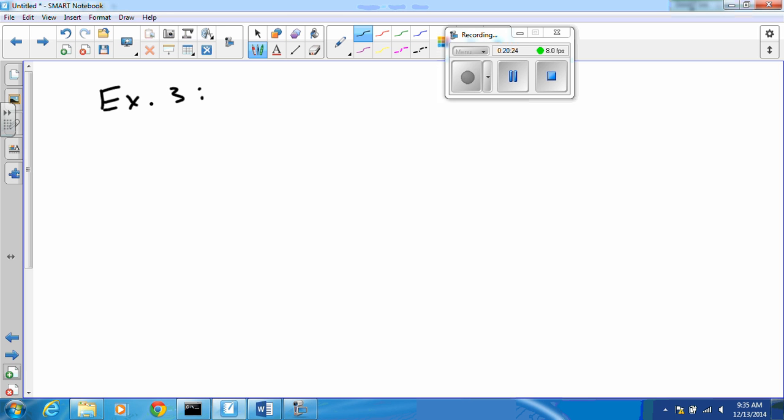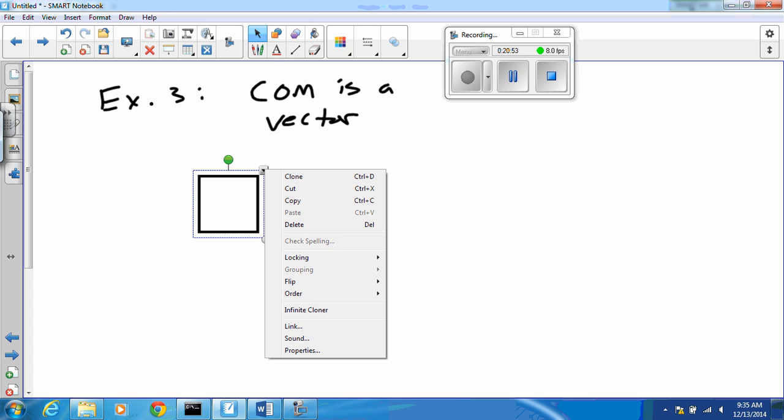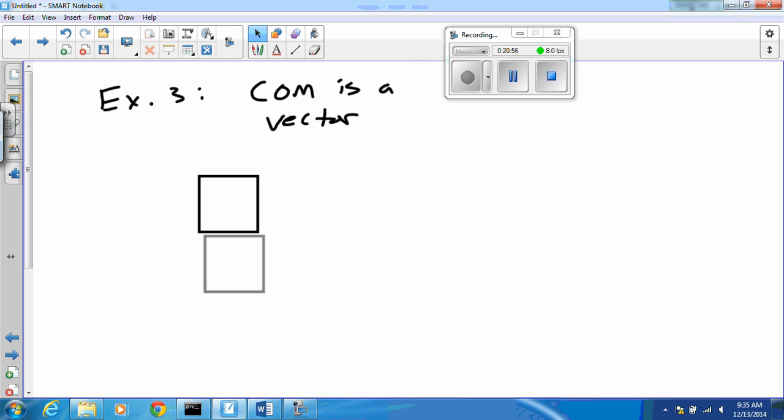For our last example, we're going to consider center of mass in 2 dimensions. As you know, location or position is a vector quantity, and so the center of mass is also a vector quantity. In our examples 1 and 2, we were operating in a straight line, so we simply used positive or negative as our way of indicating direction. But let's consider now a 2-dimensional object.